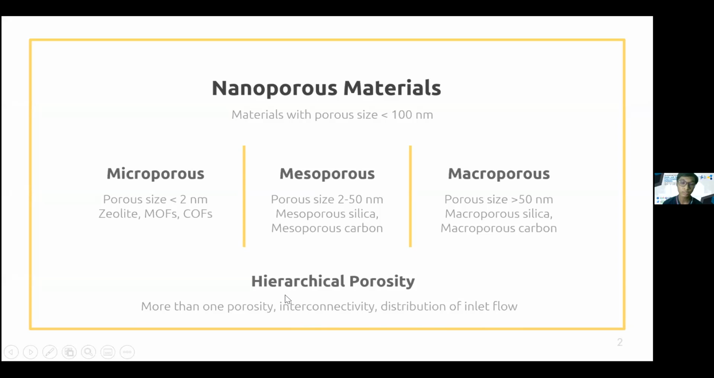Interconnectivity means that the porosity is interconnected with each other, and the distribution of inlet flow refers to when the incoming molecule passes the bigger pores first, then the smaller pores. For example, the incoming molecule must pass the mesoporous first, then microporous. And in this review, I will focus on the zeolite part.